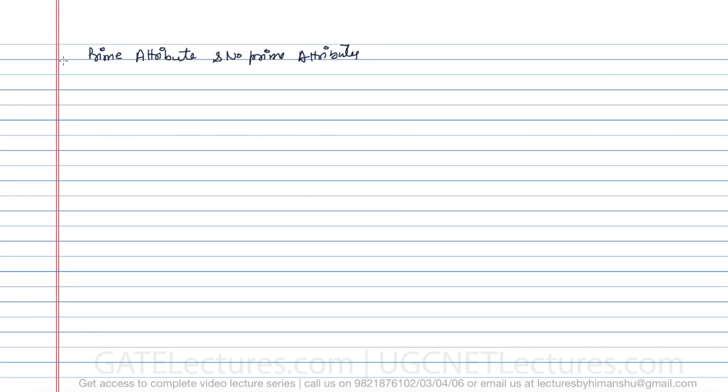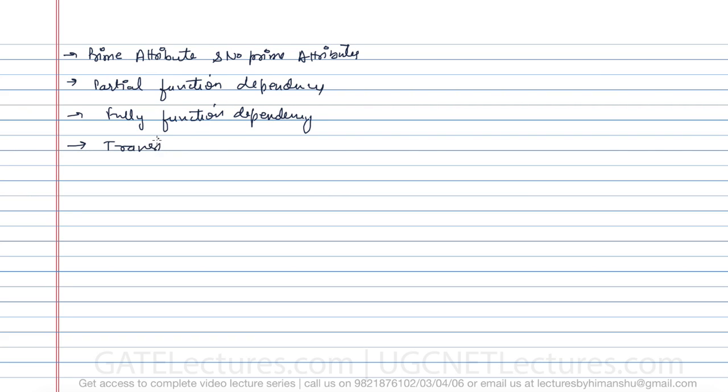Then in this video, we'll be studying what is a partial functional dependency. Next, what is a fully functional dependency? And the last one is what is a transitive functional dependency? So it is partial functional dependency, fully functional dependency, and transitive functional dependency.